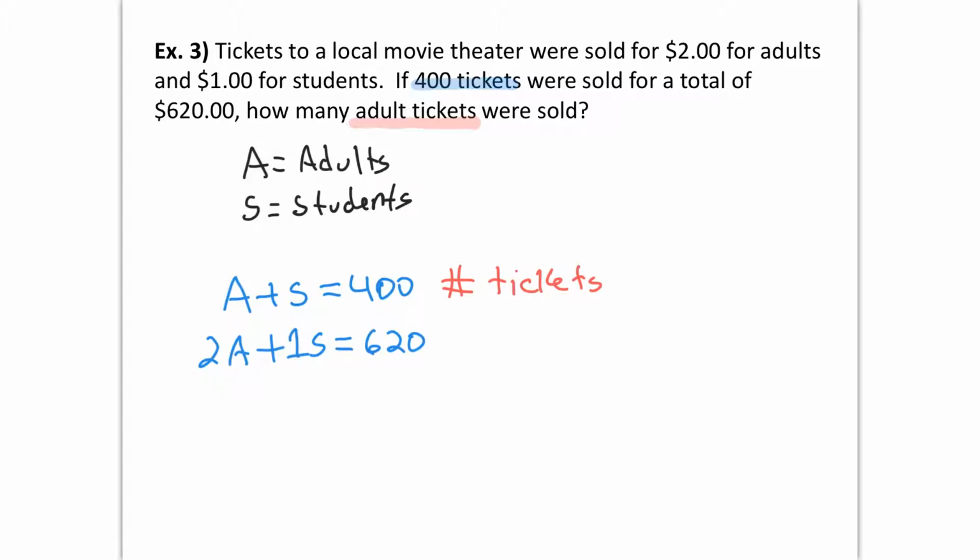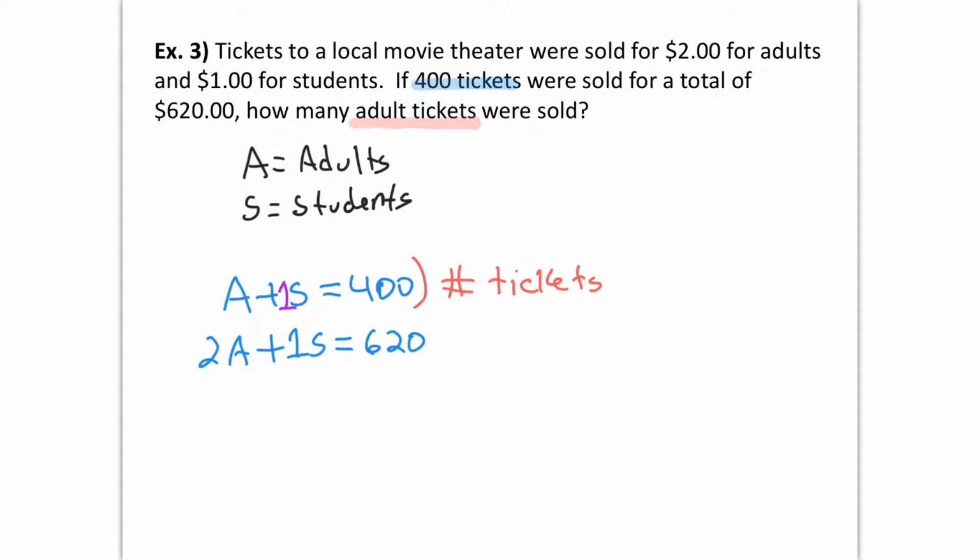The question is, how many adults tickets? So look at the system. We can use the elimination method because the A's are aligned, the S are aligned. So if I want to solve for A, I want to eliminate the S. So let's see. The S, we have an invisible 1 right here. So they already have the same number, but we need different sign. So I need to multiply by a negative 1.